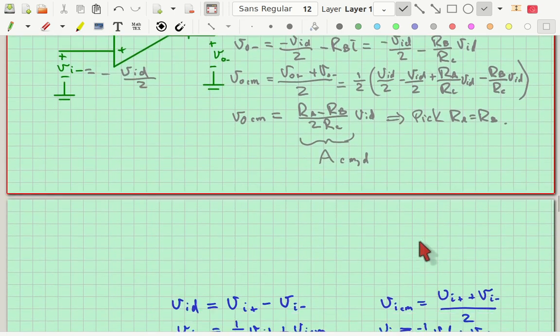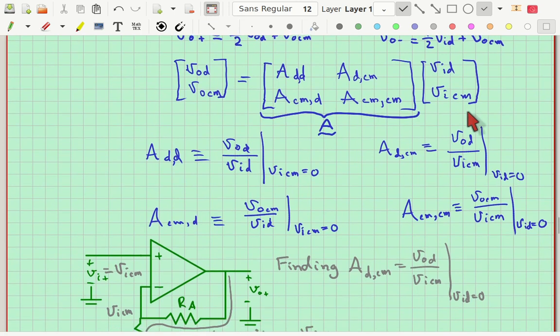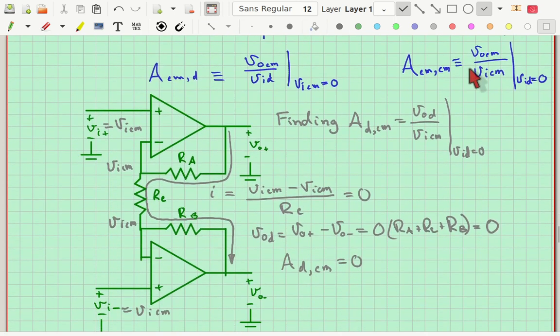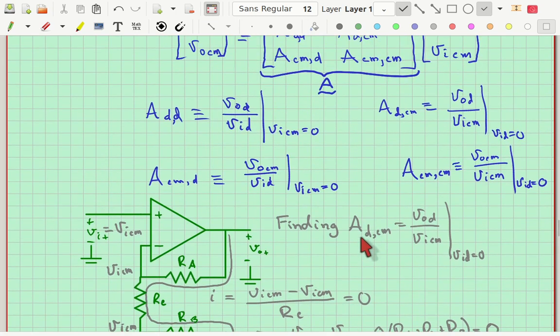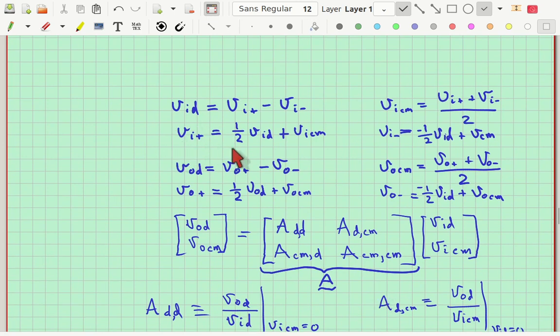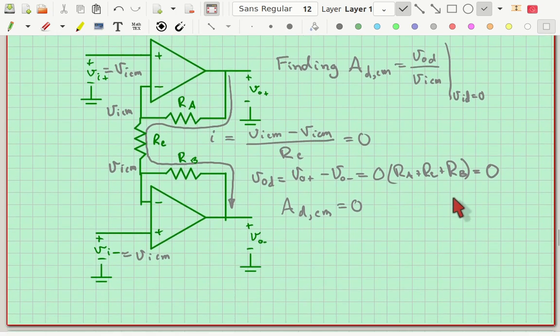Let's look at another one of these matrix elements. This time I want to do this one right here, AD comma CM. Now we're going to have a different voltage on the input, because this is due to the common mode input voltage. So I have to set up VI plus and VI minus so it's a common mode situation. From the equations up here, VI plus is a half VID plus a VI common mode. Now I want VID to be 0, so VI plus is VI common mode, and likewise VI minus will be V common mode, because VID is 0. Using the summing point constraints, that's V common mode at this node and V common mode at that node, which means there's 0 current going through RC.